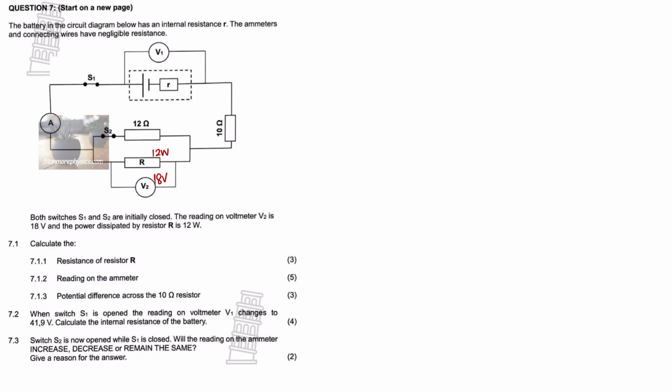Question 7.1.1 says calculate the resistance of resistor R. The way I prefer to solve these questions is to write down the information that I know about resistor R. I know the power is equal to 12 watts, and the voltage is equal to 18 volts. Now I go through the different equations we've been given for power: power is equal to V times I, power is equal to I squared R, and power is equal to V squared over R.